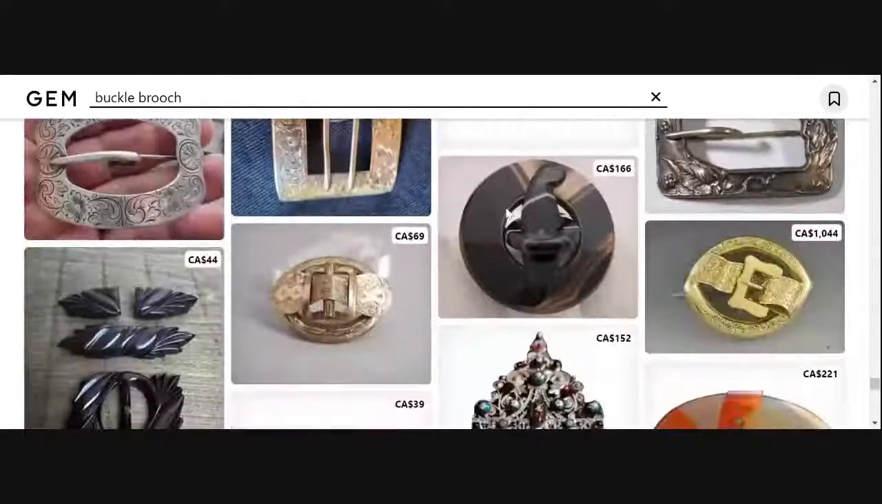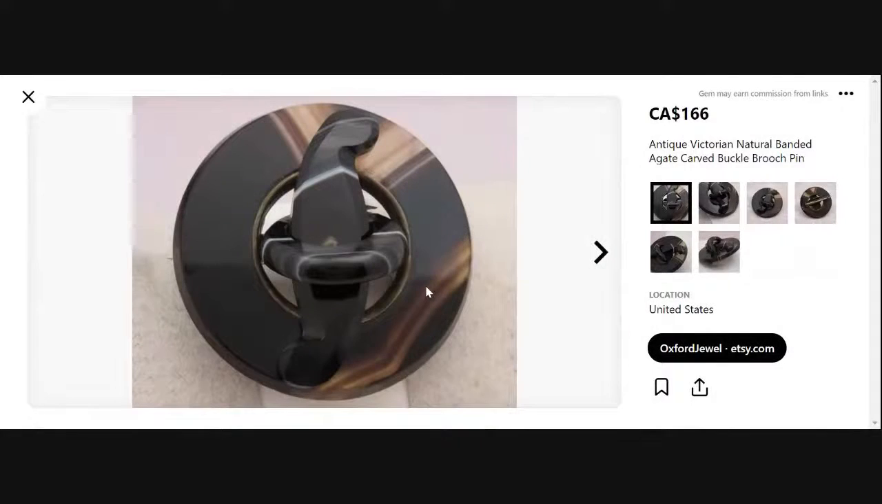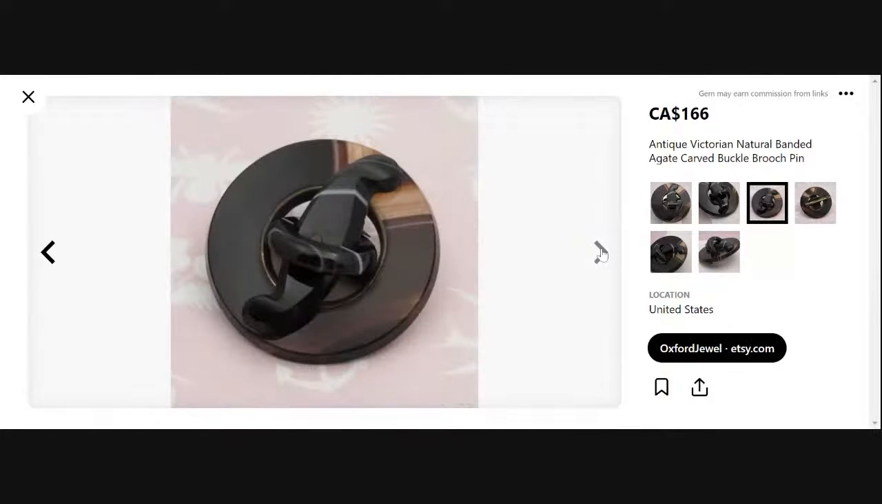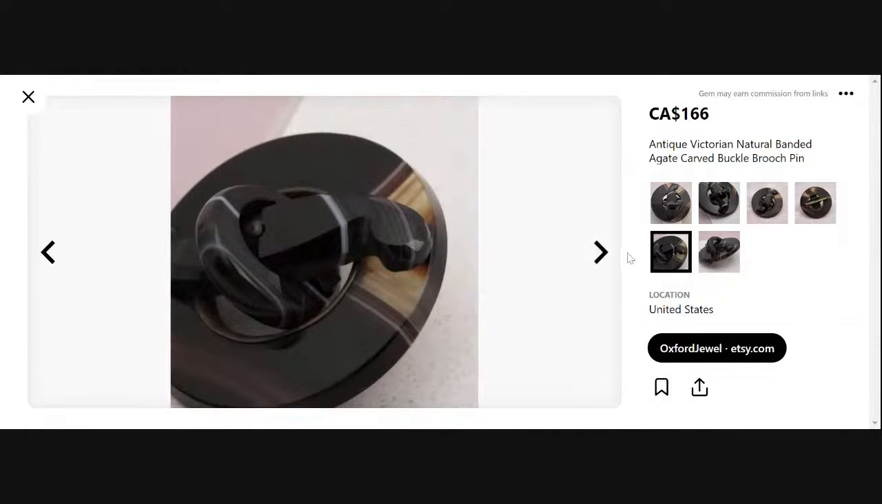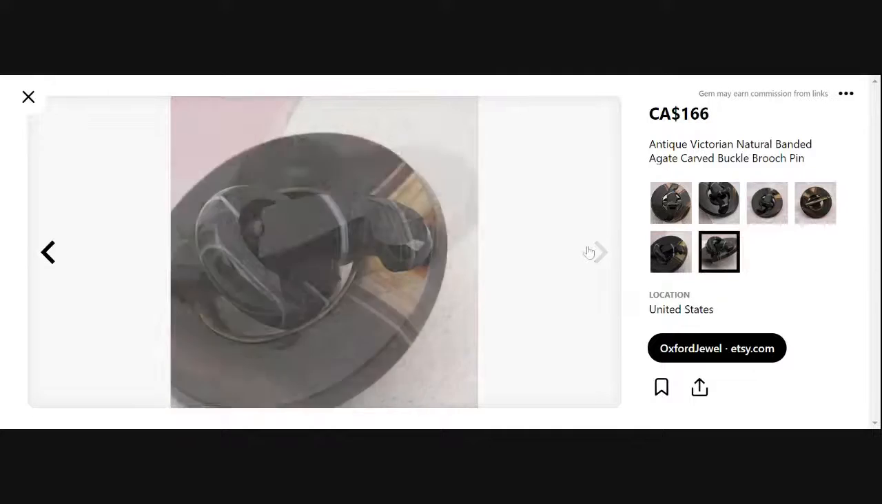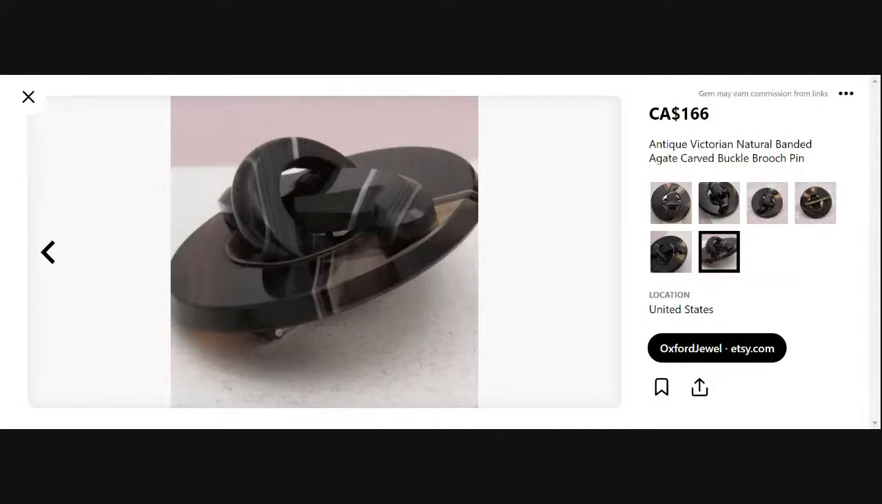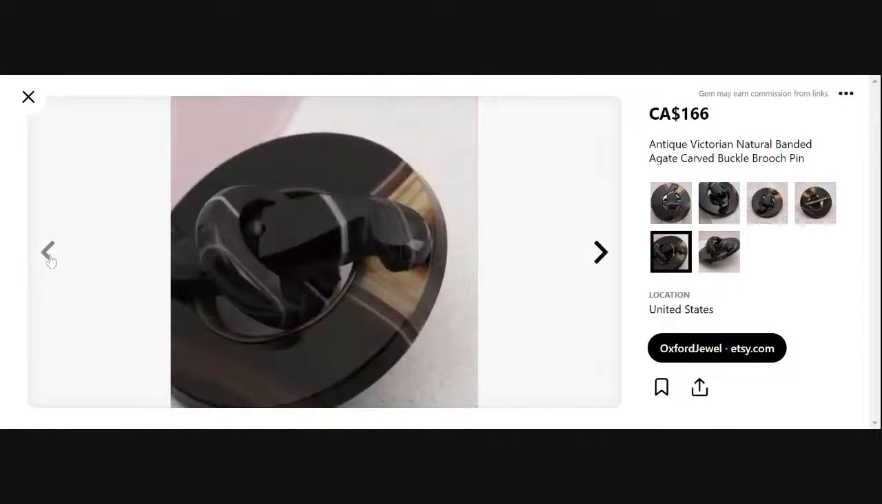All right, the last one that we're going to look at is this one. Reason being, this is the brother of the poor man's first example that we showed for $28. So this is, again, what they're saying is an antique Victorian carved brooch. Will take us back to the original one that was only $28. So here's what it looks like from the back and how it was set. There we have it. This one is $166 Canadian, and it's available on Etsy at Oxford Jewel. Really does look like it's in quite beautiful condition, not seeing any nicks from these photos at all.